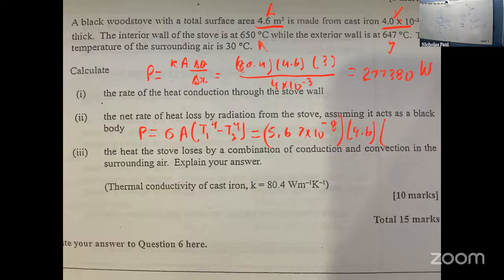So yeah, T1 will be the exterior of the wall. What is 647 plus 273.15? Don't forget that 0.15, right? It's no longer 0.5, we're using 273.15. How much do you get? Put T1.